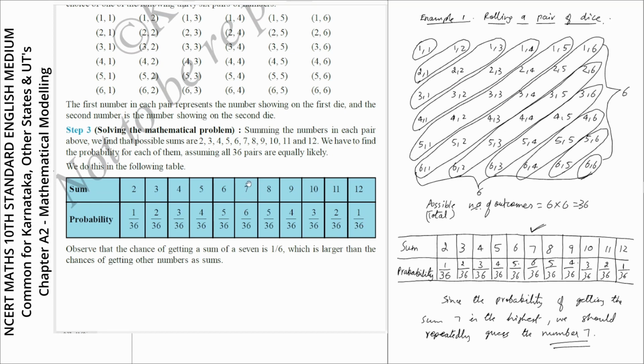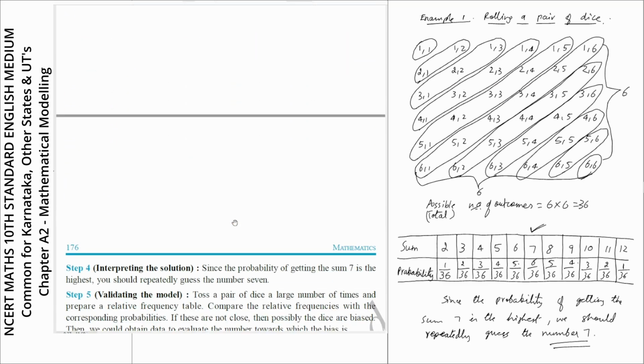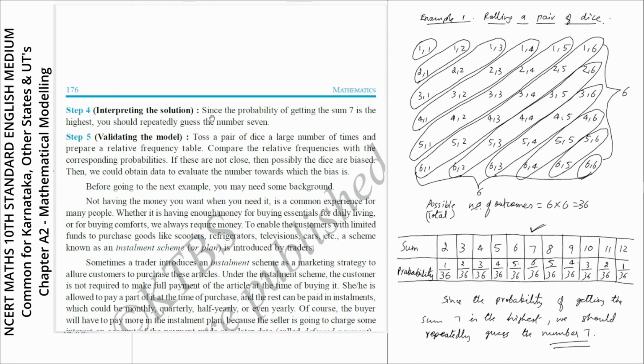So since sum 7 has the highest probability, what can we interpret? We can interpret that, since the probability of getting the sum 7 is highest, you need to repeatedly guess the number 7. So if we repeatedly guess the number 7, then we are going to win this guessing problem. Okay, next is validating the model.